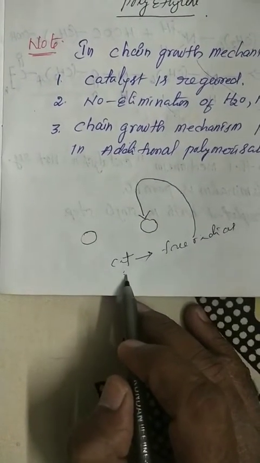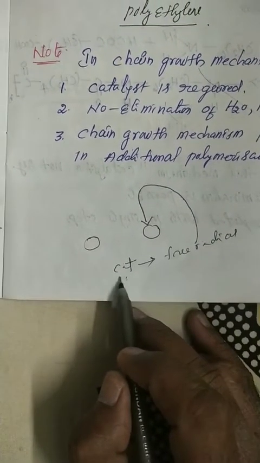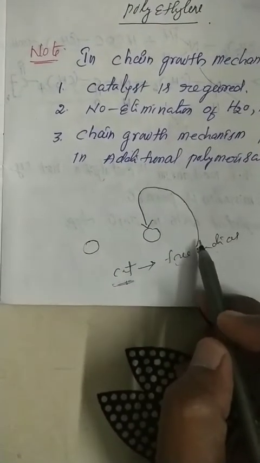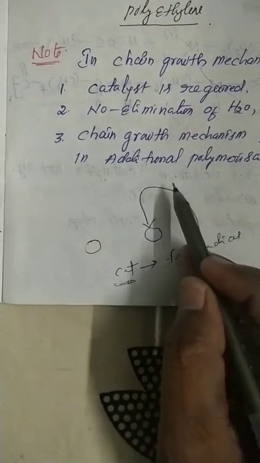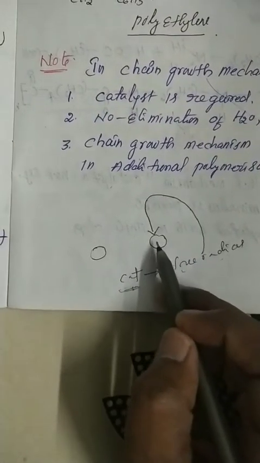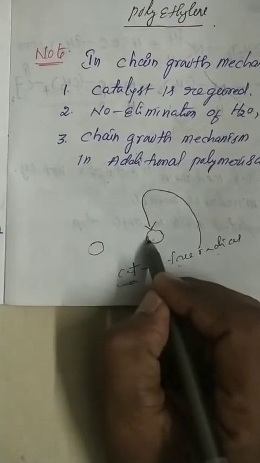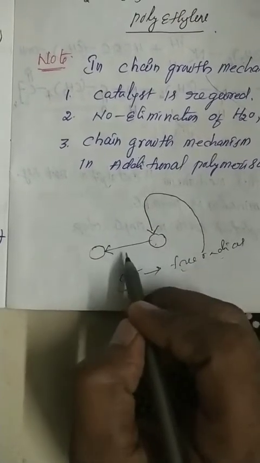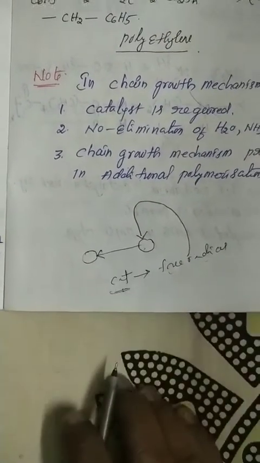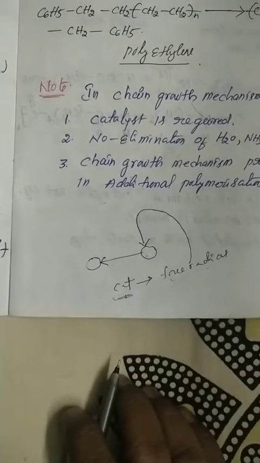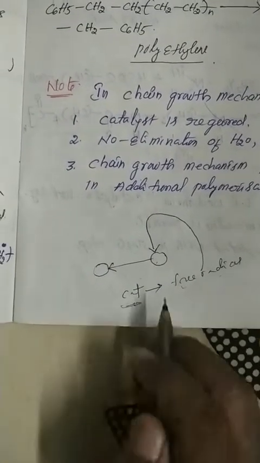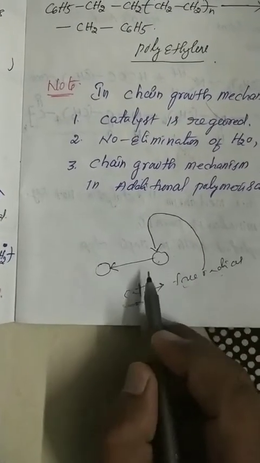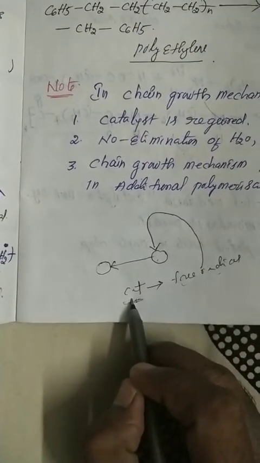What is the importance of the catalyst in the chain growth mechanism? The catalyst first forms a free radical. This free radical attacks the monomer. Hence, this monomer is connected to another monomer. This is called the start of chain initiation. So, my dear students, generally in the chain growth mechanism, two monomers are not directly connected to each other. They are connected with the help of the catalyst.